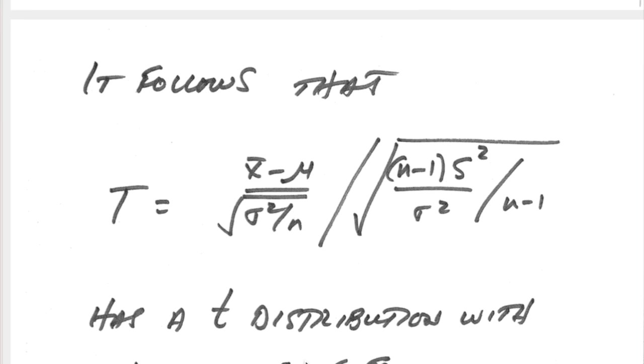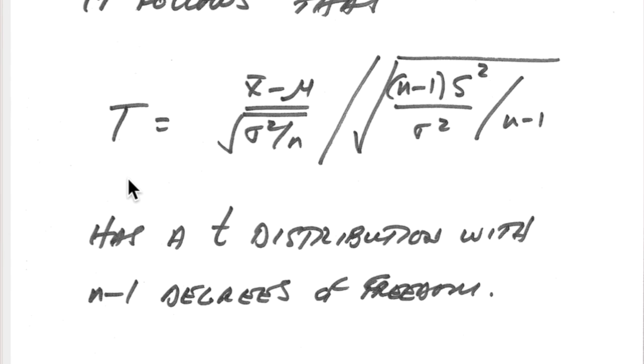Okay, so now let's apply what we know about the t distribution and how to construct a t random variable. You'll remember that we obtain a random variable that has Student's t distribution if we take a standard normal random variable and divide it by the square root of a chi-square random variable over its degrees of freedom. So that is what I'm doing here.